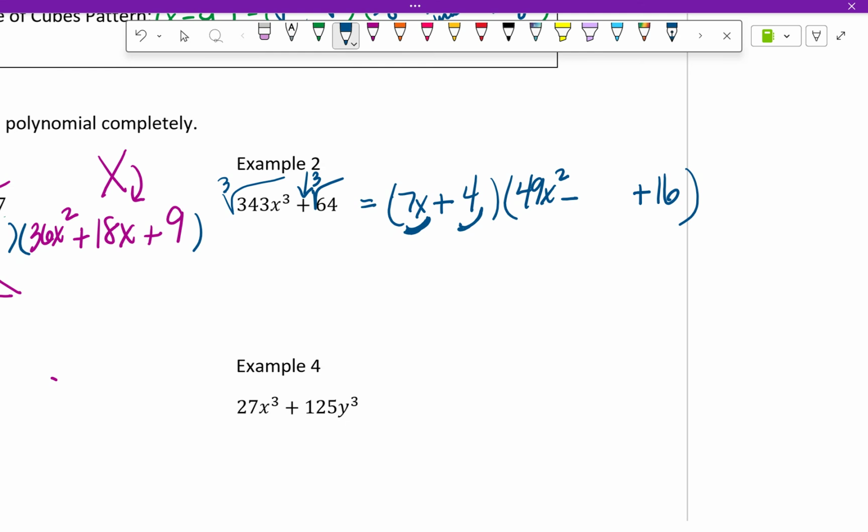And then I'm squaring the 4, what do we get? Good. And then I am taking these 2 terms and I am multiplying them together, ignoring the sign. So it's 7x times 4. 28x.